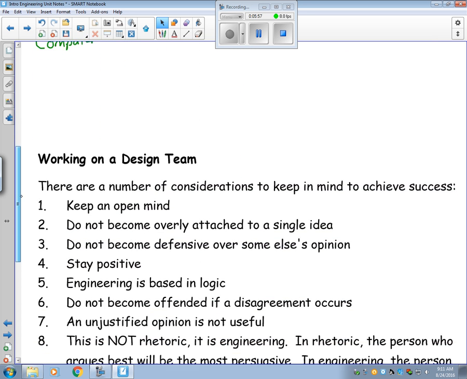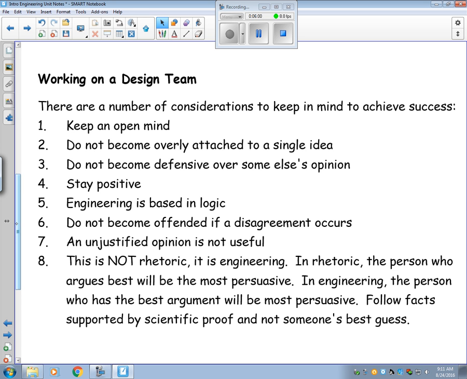One of the important things about engineering is that engineers need to learn to work in a team. There's no single superhuman out there who can do everything. So you have to be able to work in a team. So some things to consider when you work in a team. First off, keep an open mind. You have ideas, but so do other people. Do not become overly attached to a single idea. It could be wrong. Do not become defensive over someone else's opinion. Everyone has opinions. It's good to argue. It's good to discuss, but you don't want to become defensive. You don't want to become ready to fight over it.